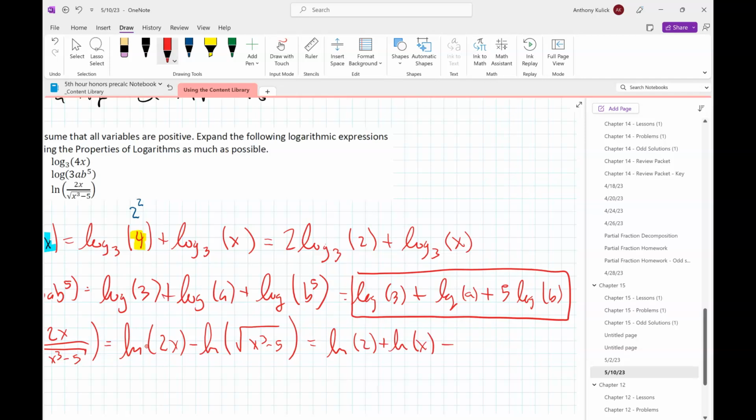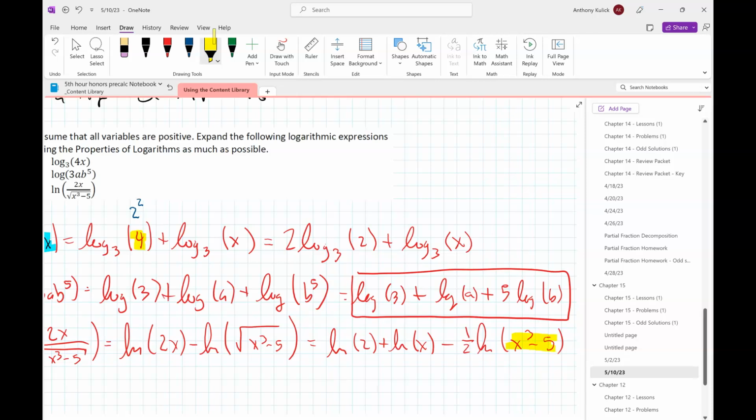And then if I look at log of square root of x cubed minus 5, is there a quotient in that? No. Is there a product in that? Is there a power in that? Okay, what is the power? The 1/2 for the square root. Okay. All right. So log of 2 and log of x are both done, right? There's nothing more to do there.